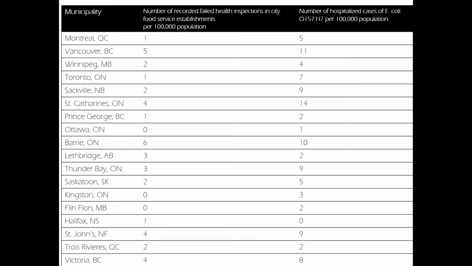Now back to biostats. Correlation is a hypothesis test which is used to examine the relationship between two numerical variables. Here we have an example where we summarize the number of recorded failed health inspections in city food service establishments per 100,000 population and the number of hospitalized cases of E. coli per 100,000 population from different cities across Canada. In this case, we have two numerical variables and we wonder if there is a relationship between the two.